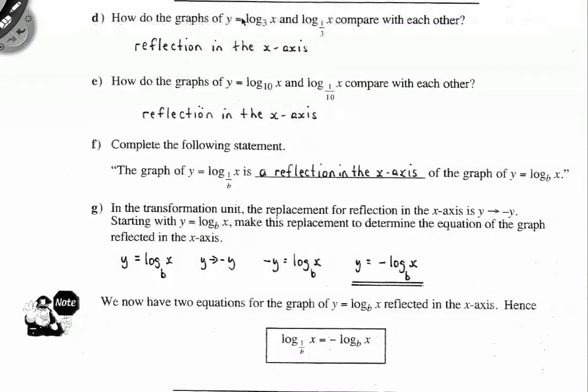Now looking at the graphs of log x base 3 and log x base a third, how do they compare? Well, notice they are a reflection in the x-axis. This value here is really 3 to the negative 1. So the base value has become 3 to the negative 1, in other words, a third.